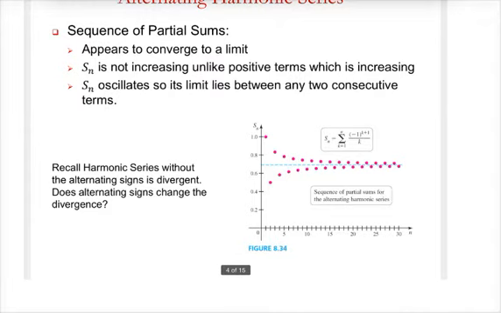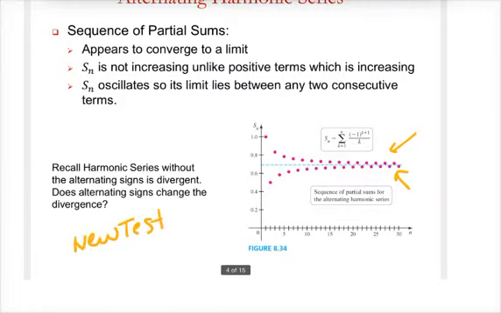Unlike the harmonic series where we had positive terms and the partial sums were increasing, here you can see that Sn is not increasing. It's actually oscillating. When you look at the graph, you can see this oscillation going on, bouncing above and below a value, and it appears that it is converging. So this is an interesting find. I guess we need a new test, and that's what we're really after.